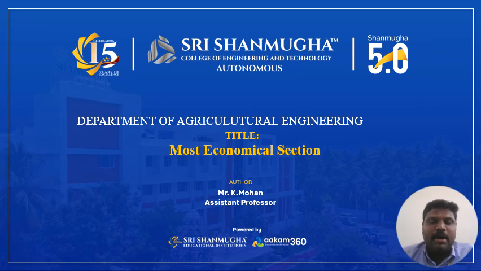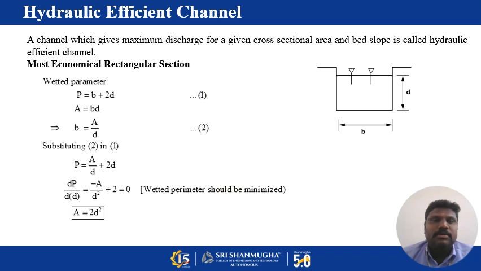Today I'm going to discuss the most economical sections in open channels. We have four different types of channels: rectangular section, triangular section, trapezoidal and circular sections. The section which has the maximum discharge is a hydraulic efficient channel, a channel which gives maximum discharge for a given cross-sectional area and bed slope. So it's called hydraulic efficient channel, or otherwise called the most economical section.